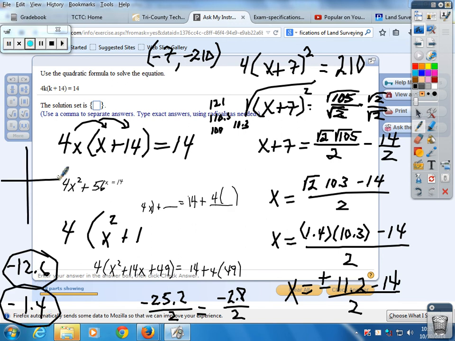So let's see, negative 7, negative 210, way down here. What's my y-intercept? Well, if we plug in 0 for x, 0 plus 14, that goes out, is equal to 14. That'd be negative 14. Somebody check my math. It'll be right in here. And then we have negative 12.6, which is way over here. And then negative 1.4. Uh-oh, we got a problem.